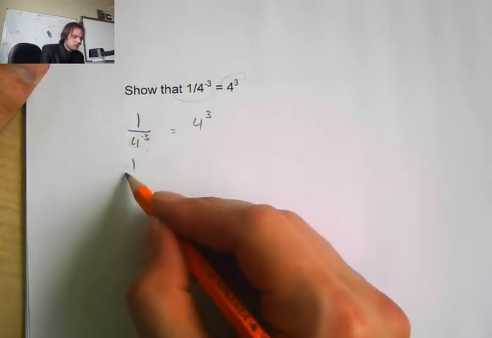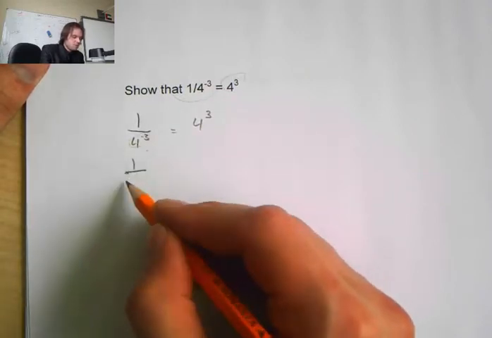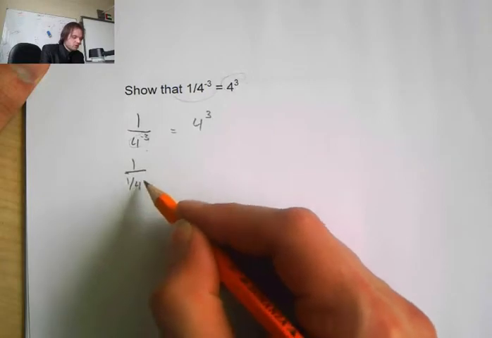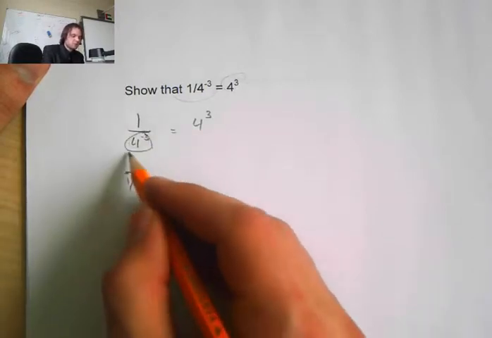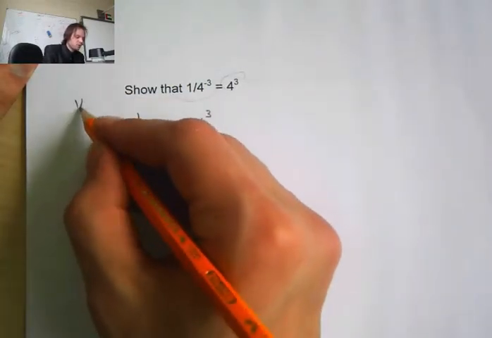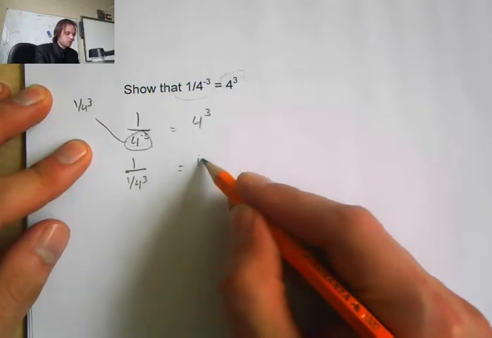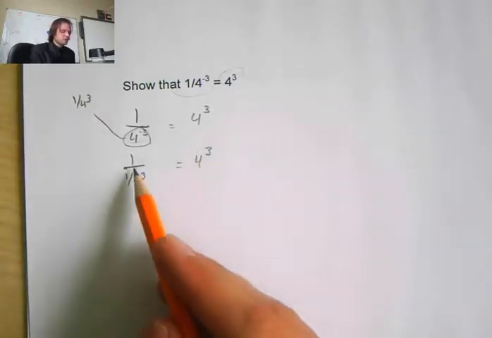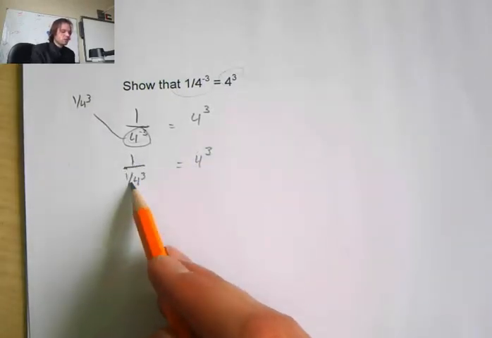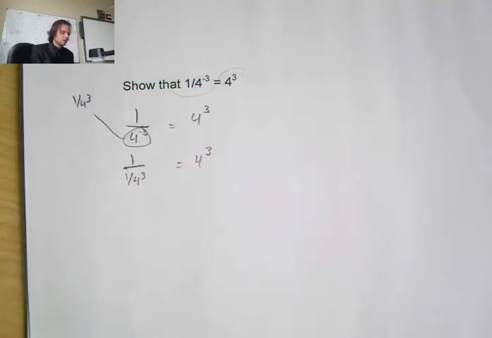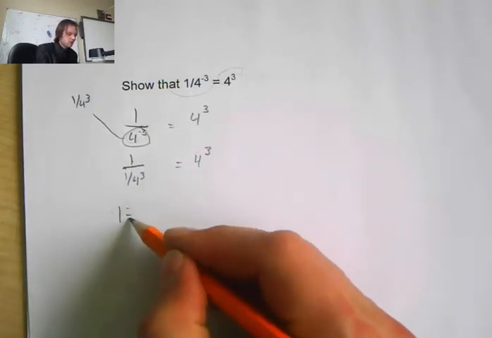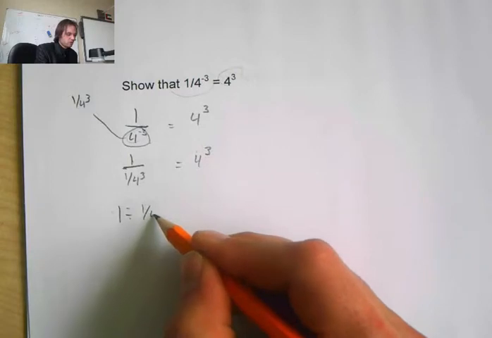This is 1 divided by 1 over 4 to the 3, because I just flipped this part, which is equal to 1 over 4 to the positive 3, if I made that exponent positive. Now, this is equal to 4 to the power of 3. Now I look at this, I have a division. This is saying 1 divided by 1 over 4 to the 3. So I'm going to write that out. 1 divided by 1 over 4 to the power of 3.